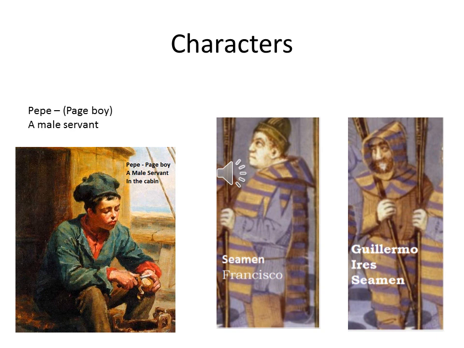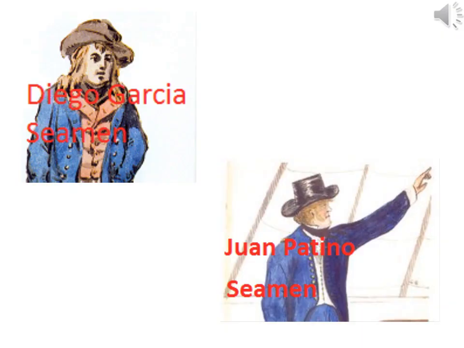And we have two seamen. One is Francisco and the other is Guillermo Ayres. The other two seamen are Diego Garcia and Juan Patino. These pictures are not exactly of Diego Garcia or Juan Patino. These are all just given for indication purposes.